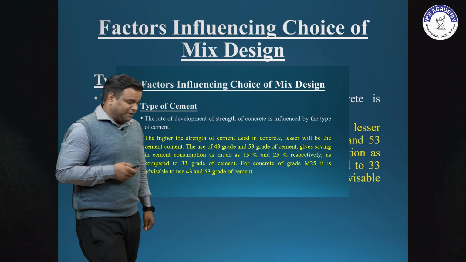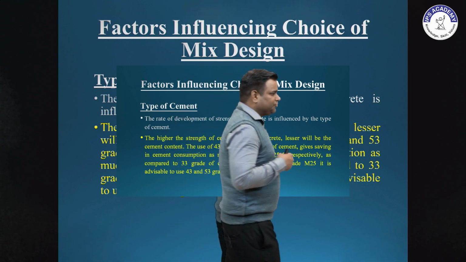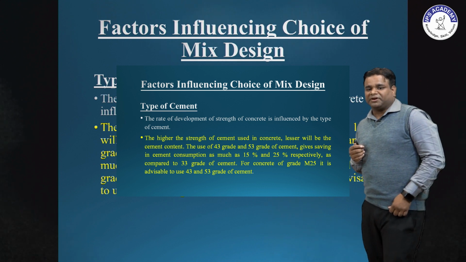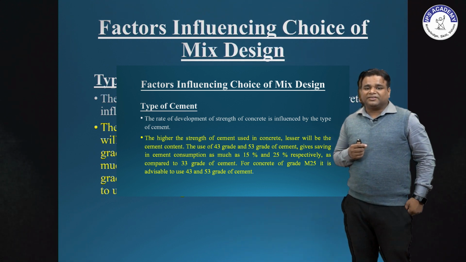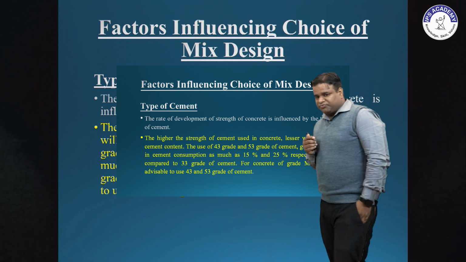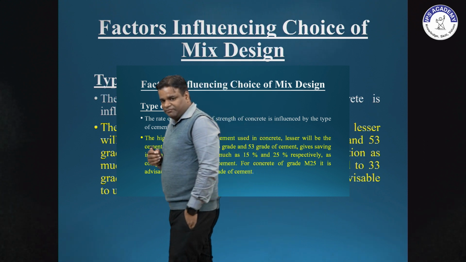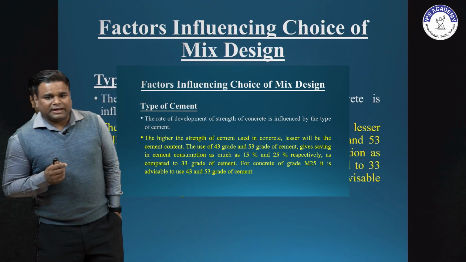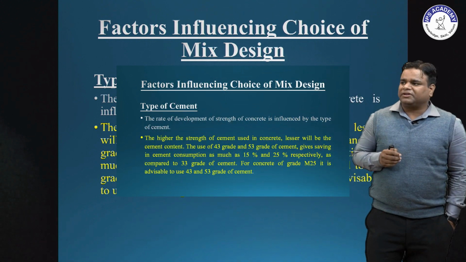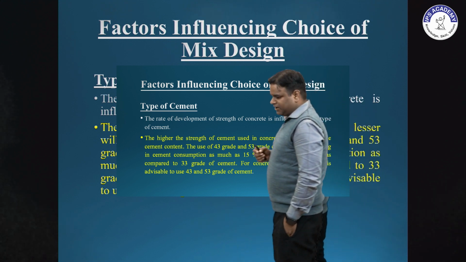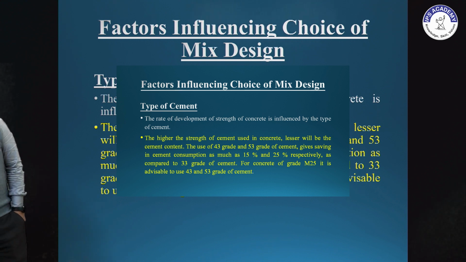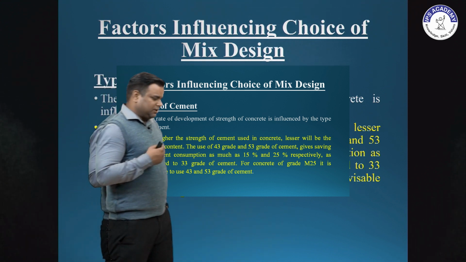Then the next factor is the cement. Cement is also very important. Which type of cement you are using, which grade of cement you are using, that is also very important in the concrete. To get the highest strength, cement in the concrete should be of 43 grade or 53 grade, which gives the best results for M25 grade of concrete. If you are using less than M25 grade of concrete, you can use 33 grade cement or other cement.